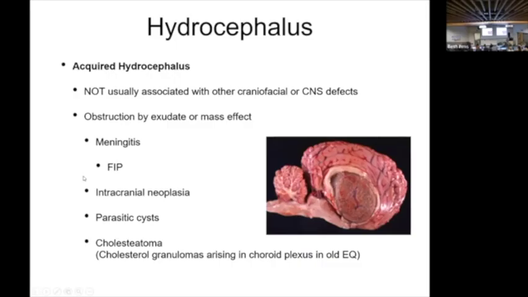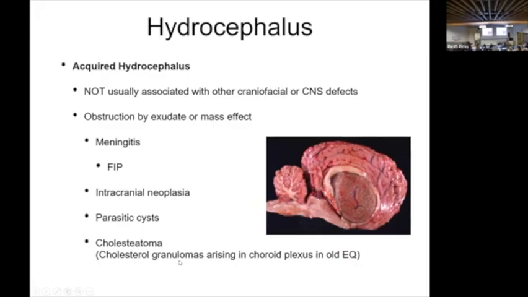FIP often affects the brain and can frequently result in obstruction. That very thick exudate, I think I have an image later, but when you cut into the ventricles, they're full of this really, really high protein exudate. So it looks kind of like somebody put Jello shots in the ventricles. It's really cool. Neoplasia, parasitic cyst, and then this is a horse with a cholesteatoma.